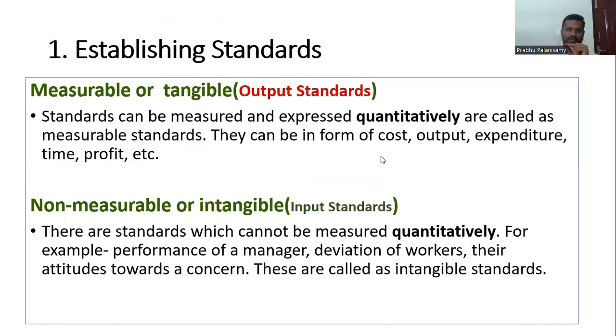Establishing the standards. Measurable or tangible standards can be expressed quantitatively. These are called measurable standards. Others cannot be measured quantitatively, for example the performance of the manager or the attitude of workers. These are the non-measurables. Cost, output, and expenditure can be measurable. This is the establishing of standards.